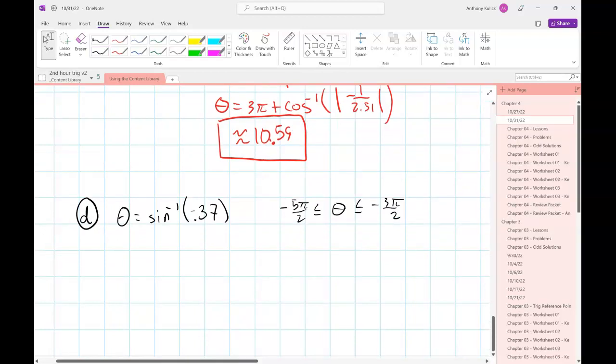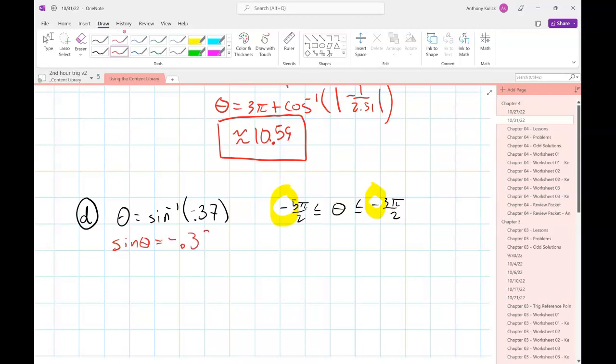What do you notice that's different about this one than the previous ones we've seen? Yeah. We're between two negative numbers, two negative angles. So let's see how that affects things. It makes a difference in several places.